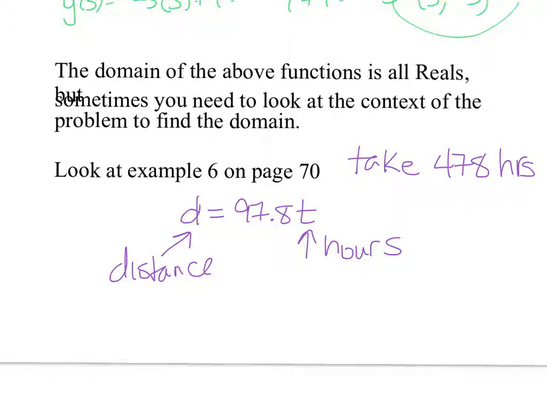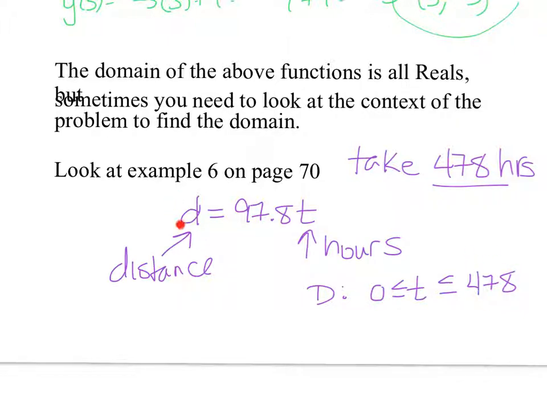Now, think about it. Domain is all the things you plug in. So domain is going to be the t value. Okay? Now, we're not going back in time. So before they started the trip, I really don't care about that. What I care about is the very beginning of the trip. And the very beginning is 0. Time is 0. So the domain starts at 0. So that means t is greater than or equal to 0. And then it goes until the end of the trip, which they told us took 478 hours. Okay, so our domain is the t value, and it goes from 0 to 478 hours.